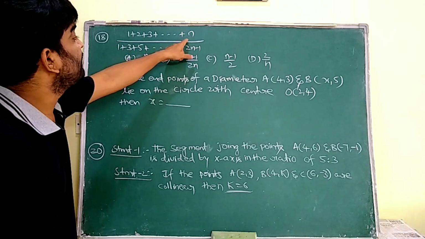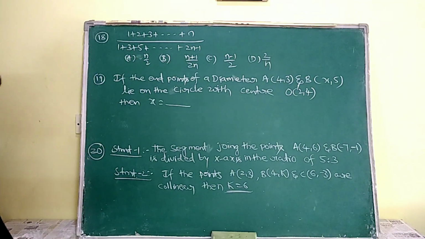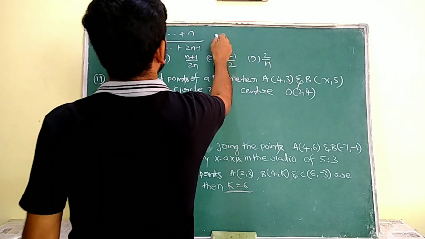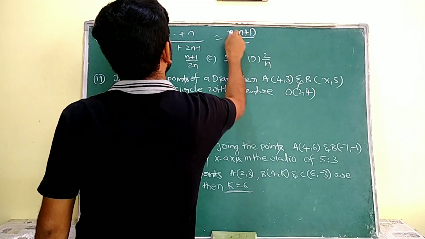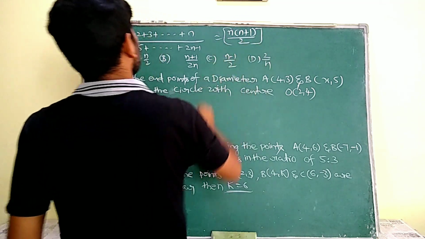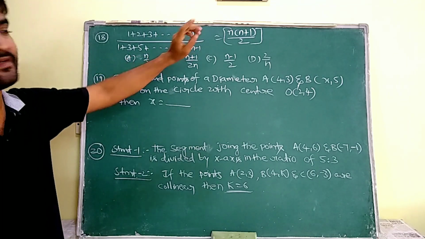These are the first n natural numbers. The sum of the first n natural numbers is n into n plus 1 by 2. So the numerator sum is calculated.